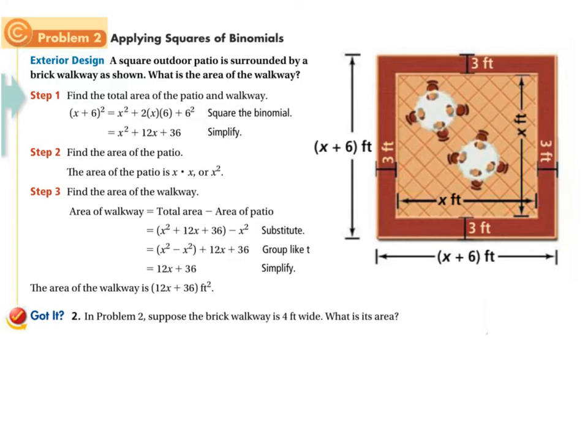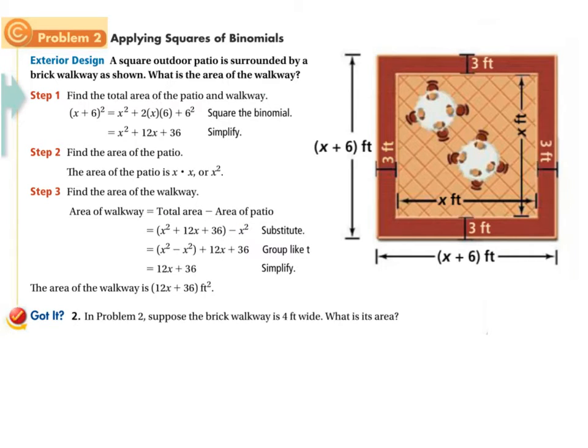Okay, so what we're doing here now is just applying this to a real world problem. Let's read the problem. Exterior design. A square outdoor patio is surrounded by a brick walkway. Here's the brick walkway in maroon. What is the area of the walkway? So if you find the total area of the patio and the walkway, all of this, and then subtract away the area of the patio, the walkway will be whatever's left.